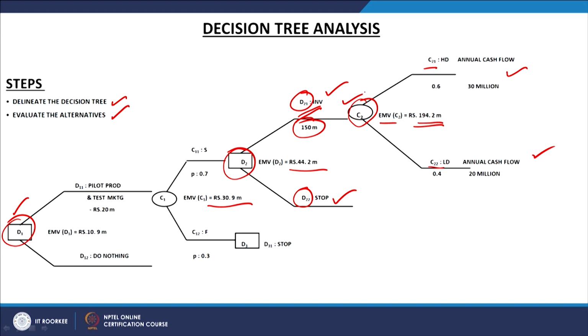So, the second step in the decision tree, the evaluation of the alternatives, we are going to learn how to take that decision, right. For taking that decision, we now have to calculate the NPV at the different chance points, and the first step is to calculate the NPV at chance point C2. We are starting from the right hand side, and this is C2. These are the two outcomes of C2. We are going to calculate the present value of these cash flows, 30 millions and 20 millions.